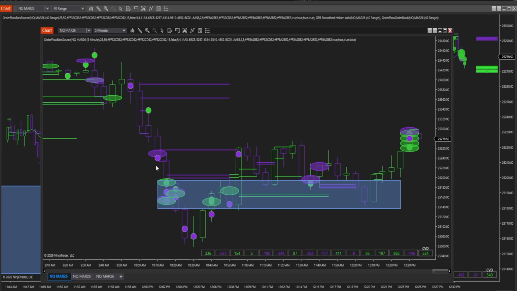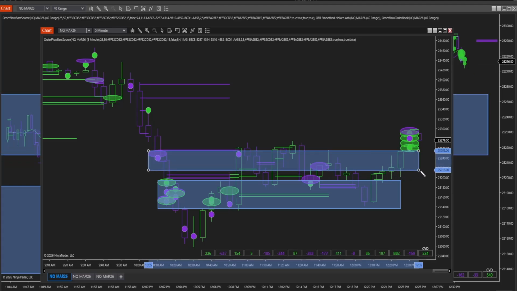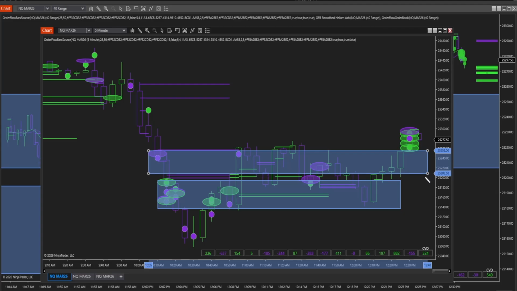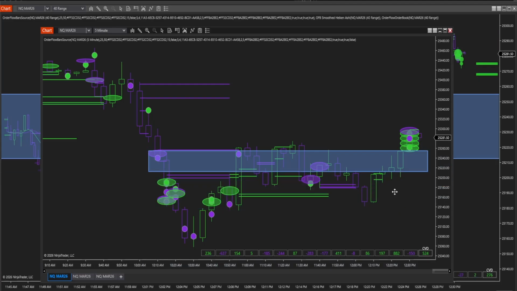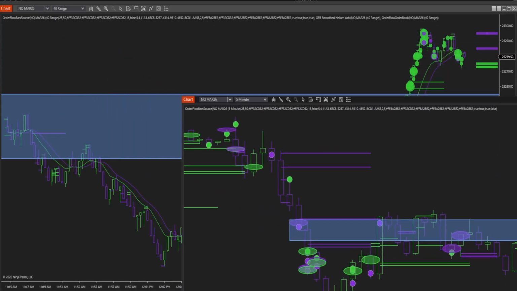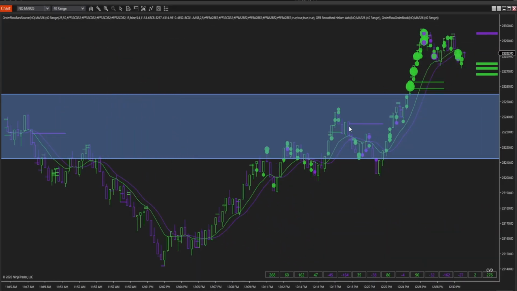But this is what I was looking at right here. I was looking at if we take these shorts out right here, if we took those shorts out, big contracts, big contracts, big contracts, if we took that out, we could possibly get a nice little squeeze. And that is exactly what just happened here.